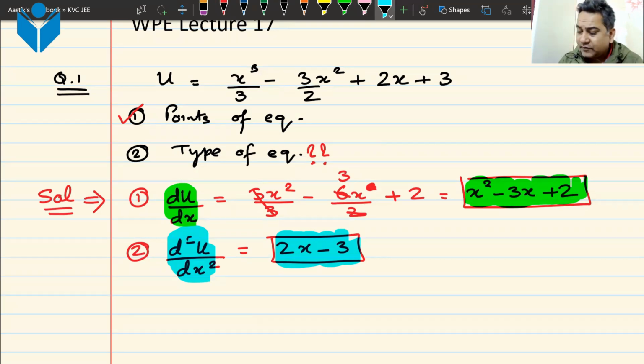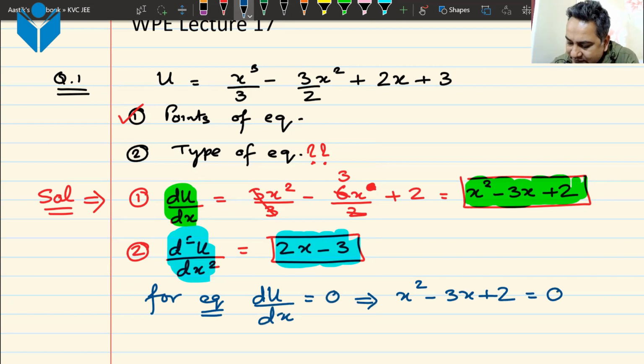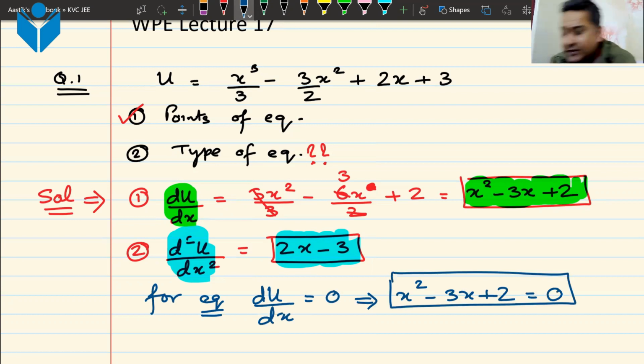Now to find points of equilibrium, what I need to do is equate du by dx, which is the first derivative, to 0. Which implies I have to equate x squared minus 3x plus 2 to 0. Now this is a simple quadratic equation that can be solved in a variety of ways. I will not go into solving this equation because you should know how to solve it.